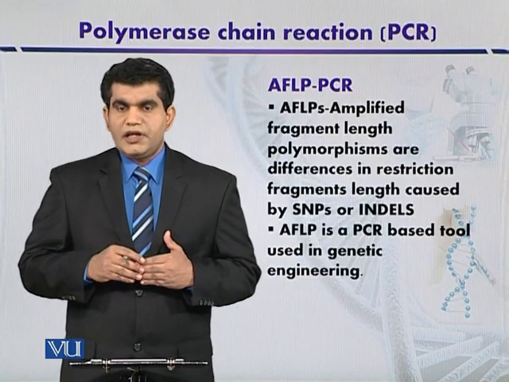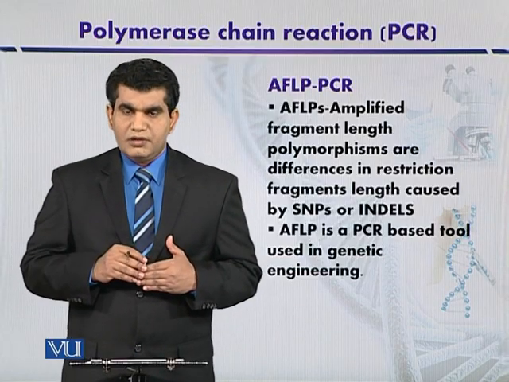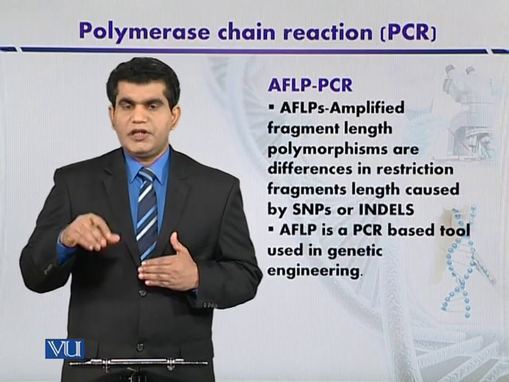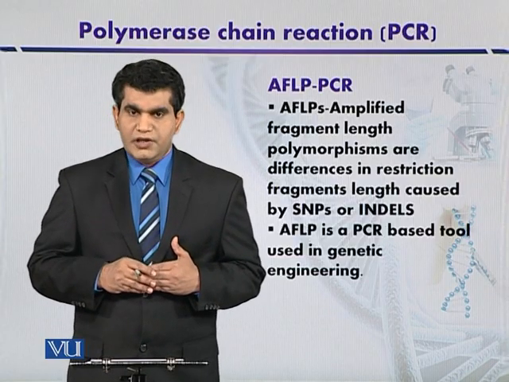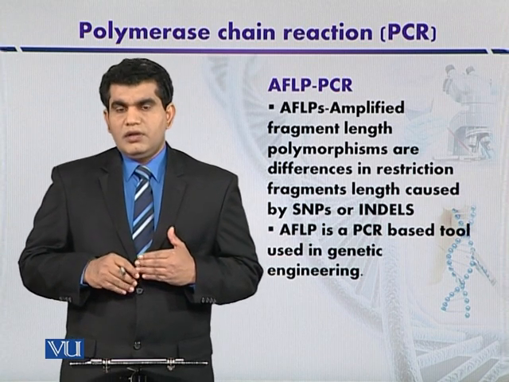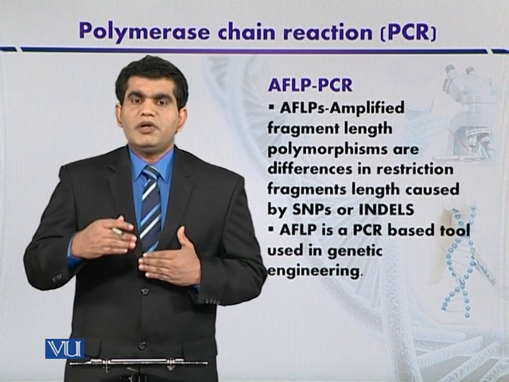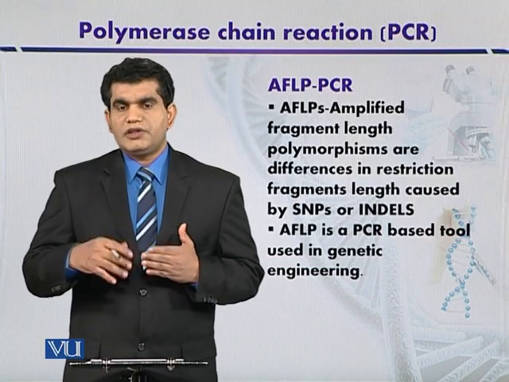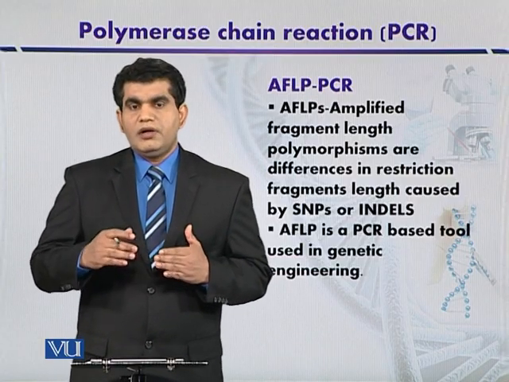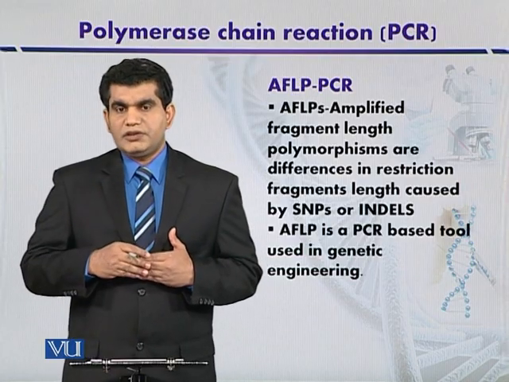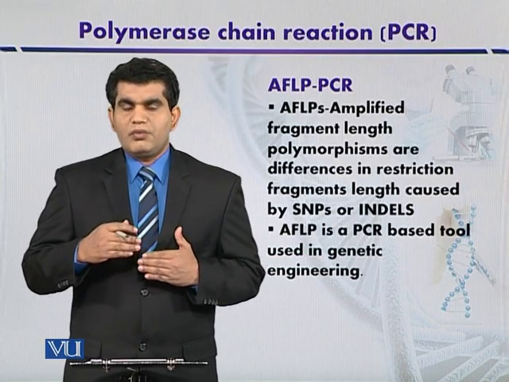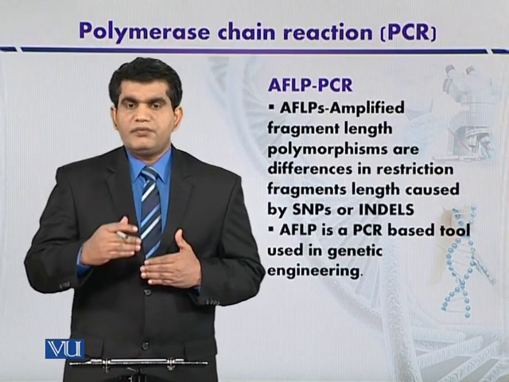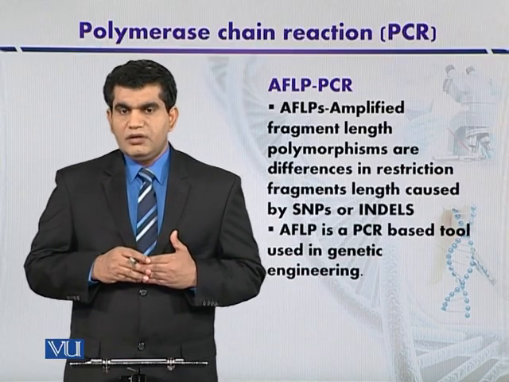अब इसका एडवांटेज ये है कि अडेप्टर का सीक्वेंस नोन है, तो हम क्या करते हैं कि नोन प्राइमर सेट यूज़ करते हैं फॉर इट्स एम्पलीफिकेशन. So because of this reason that we are going to amplify the restriction fragment, it is called amplified restriction length polymorphism. And after amplification, now we are going to separate the different fragments on the gel.